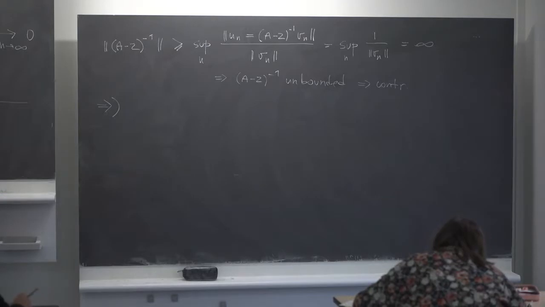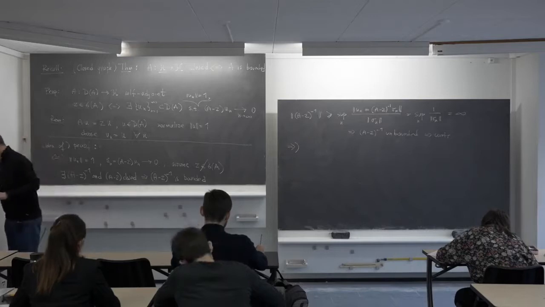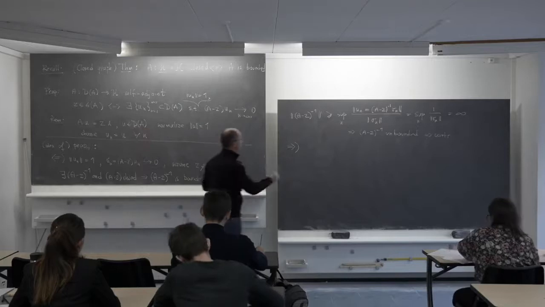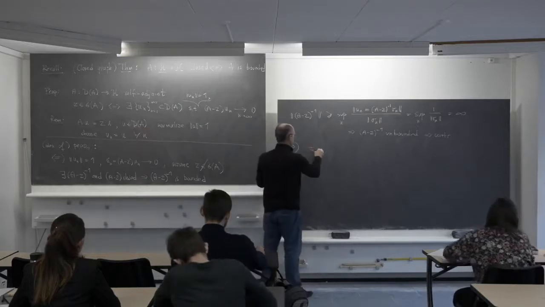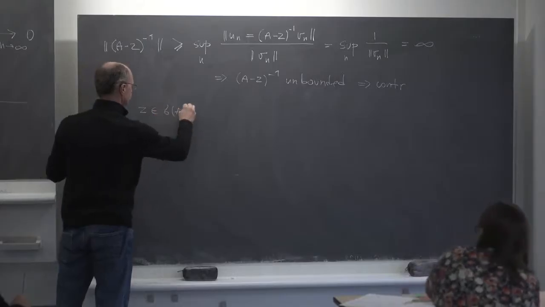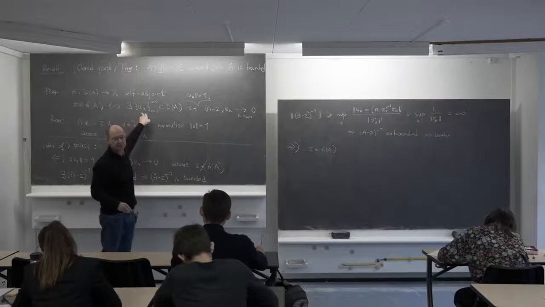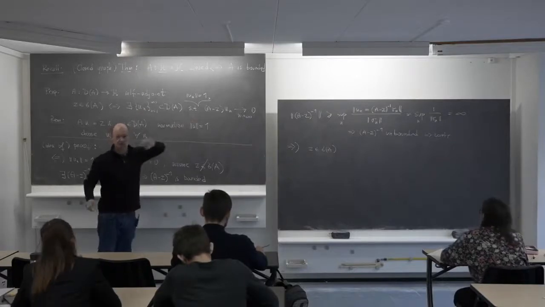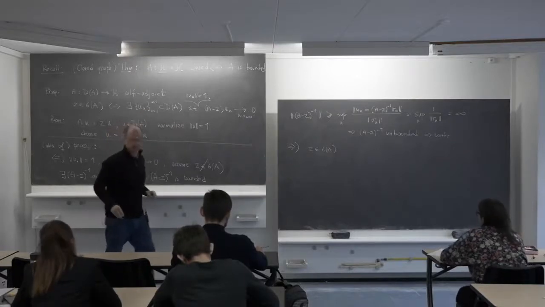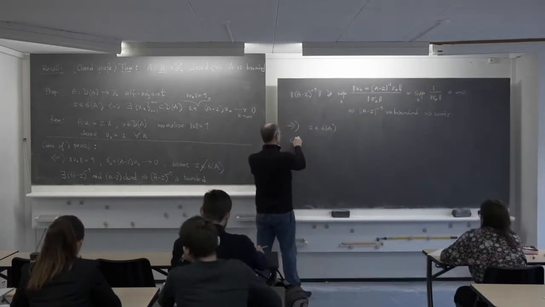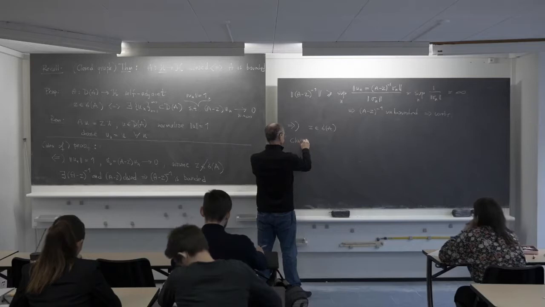So what about the proof in the other direction? Well, in the proof in the other direction, we now assume that z is in sigma of A, and we would like to construct that sequence. So we would like to see what this sequence of u_n is. So let me first make a claim.